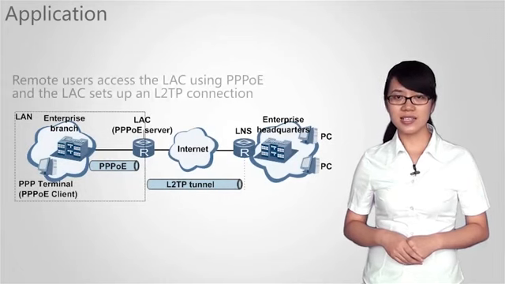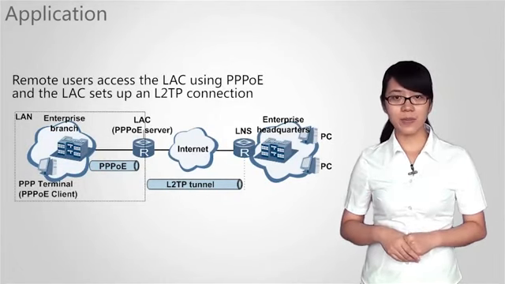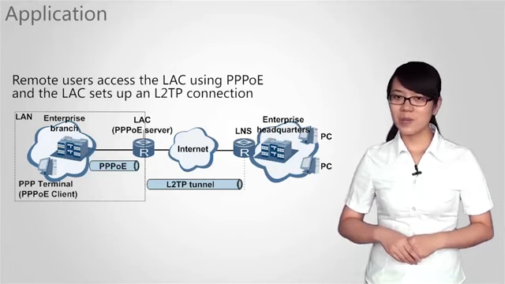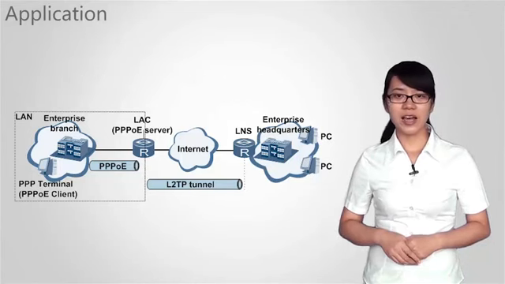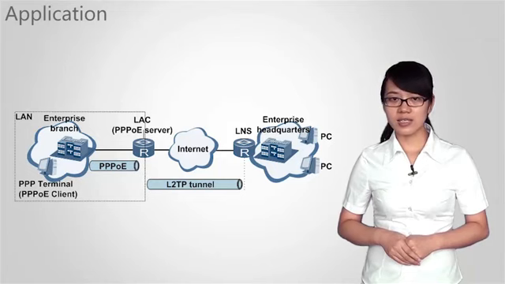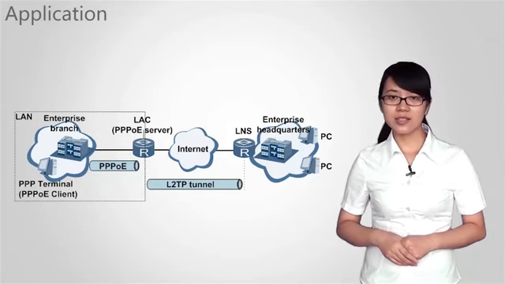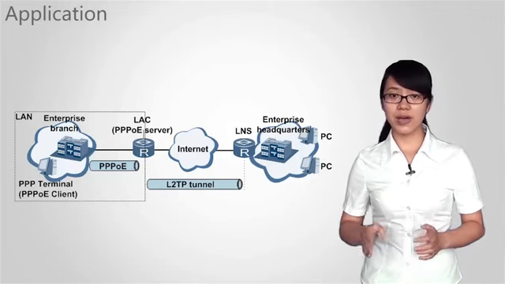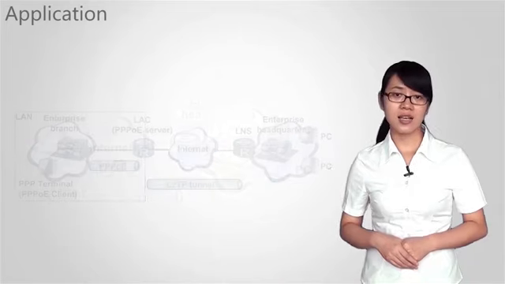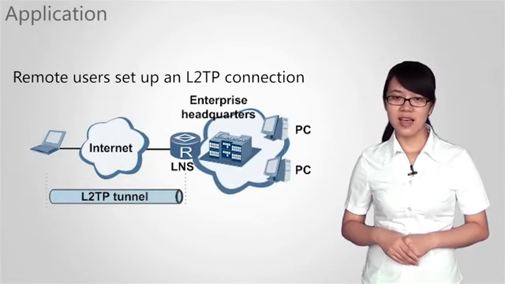Remote users access the LAC using PPPoE, and the LAC sets up an L2TP connection. PPPoE enables L2TP to be configured on the Ethernet. Enterprise branches function as PPPoE clients to set up a connection. In this way, the branches can connect to the LAC over the Ethernet and then connect to the LNS. Remote users set up an L2TP connection.